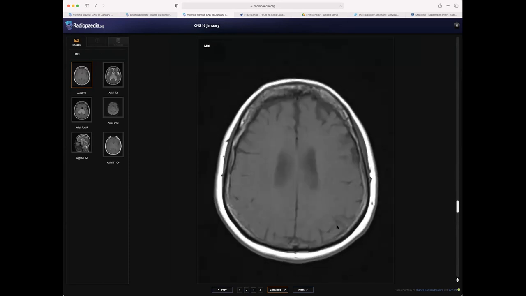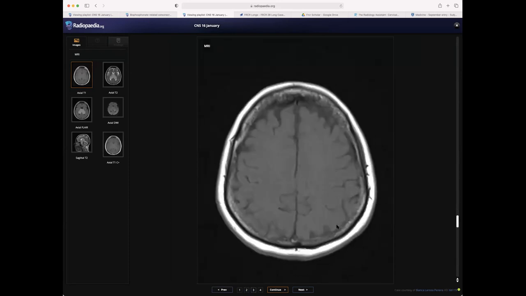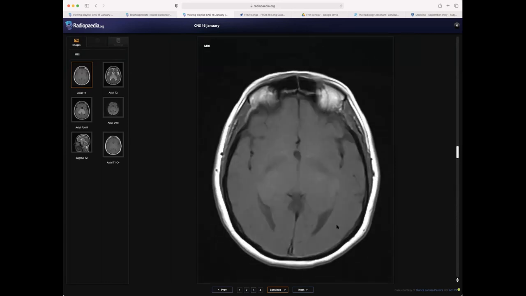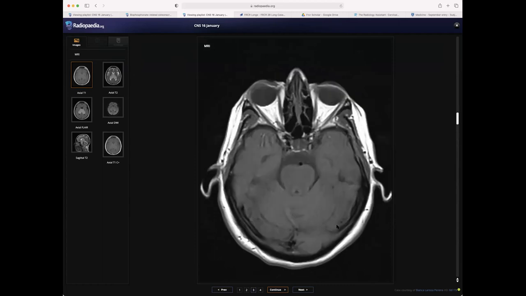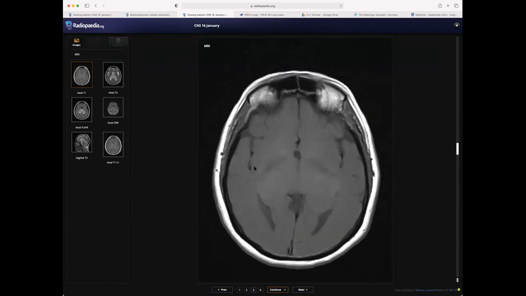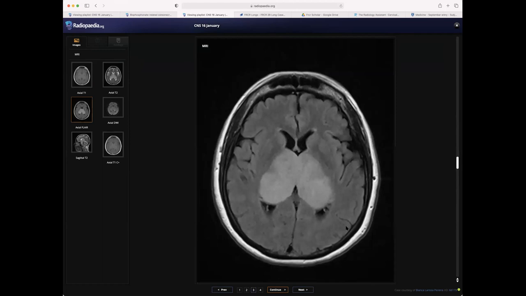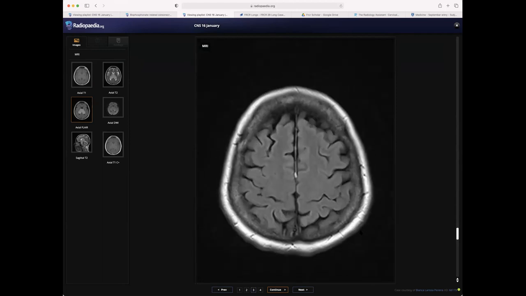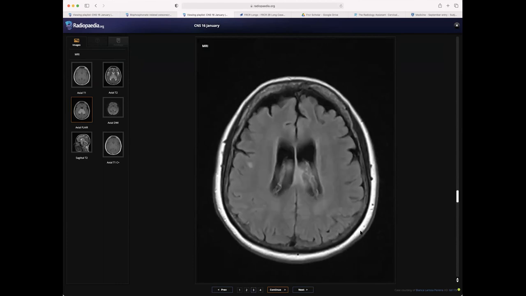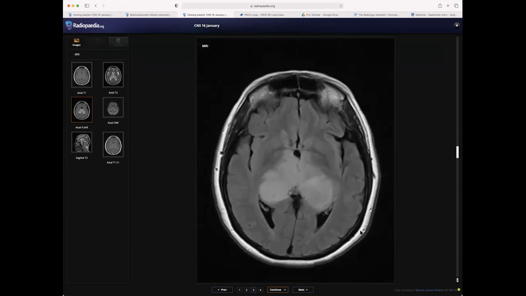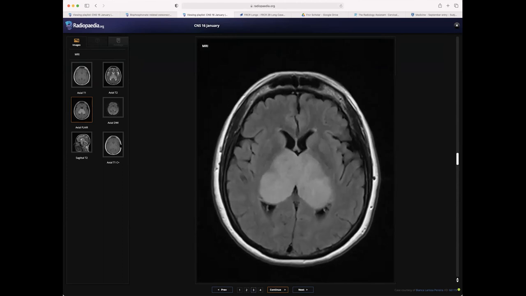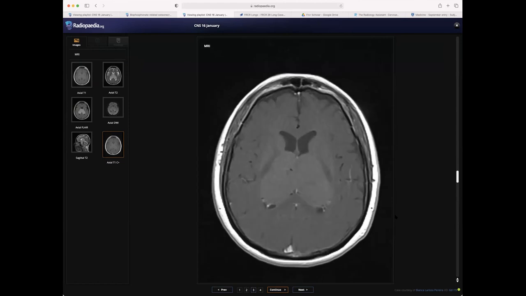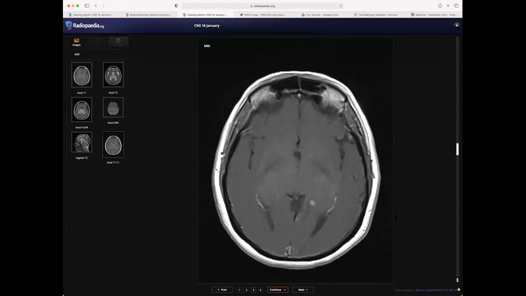Okay, so there is a diffuse abnormal signal noted within the bilateral thalami, which are markedly edematous, isointense on T1, and showing significant hyperintense signal on the FLAIR and T2 sequences. I would like to go for the post-contrast images.